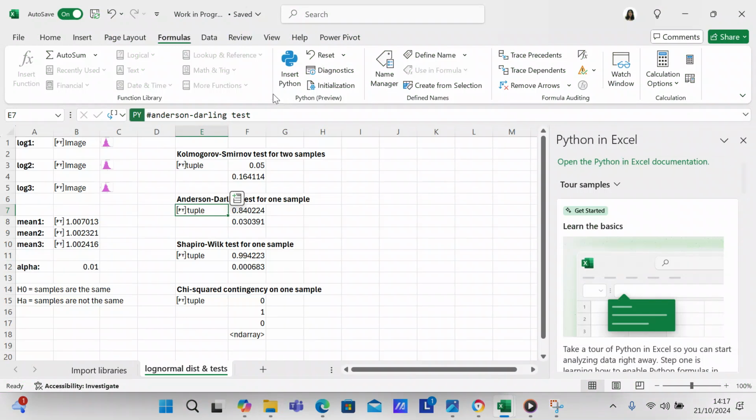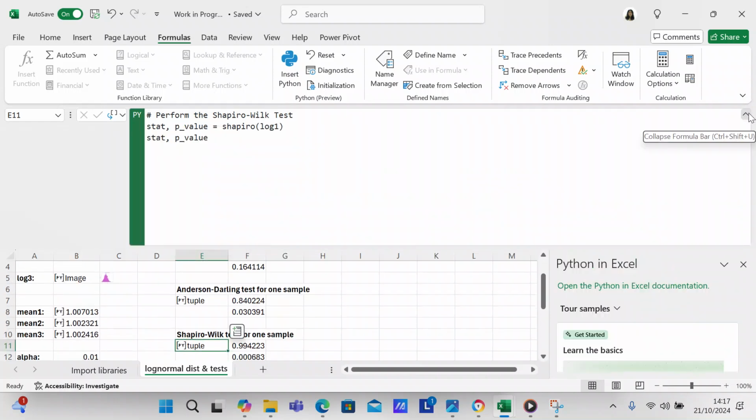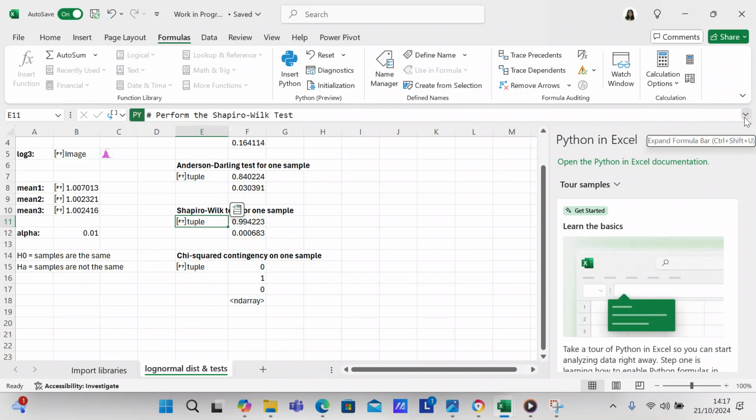The Shapiro-Wilk test is a stat p-value equals Shapiro log 1. So the Shapiro-Wilk test didn't quite get to be able to accept the null hypothesis. So that means it gave us a false negative, because we know that the distributions are the same because you can see that the distributions have the same mean.